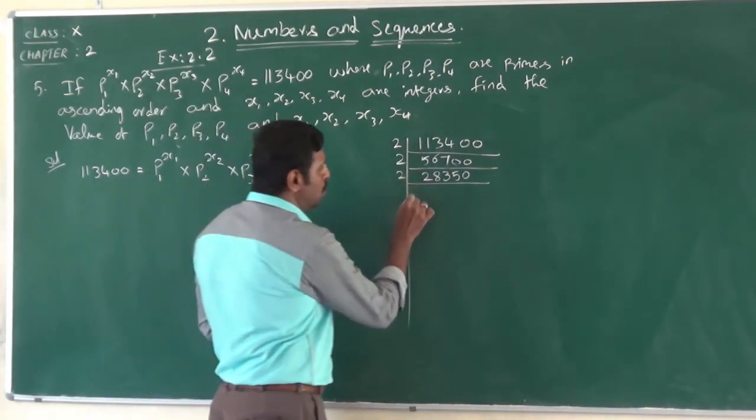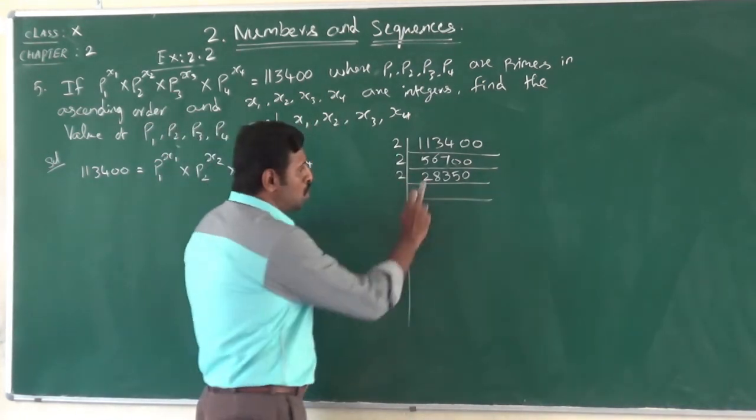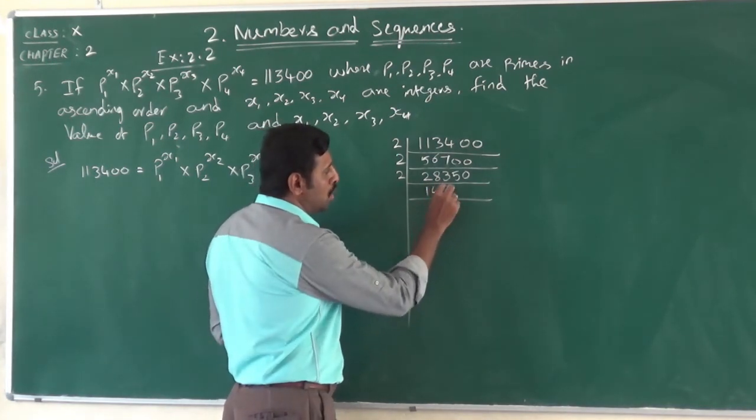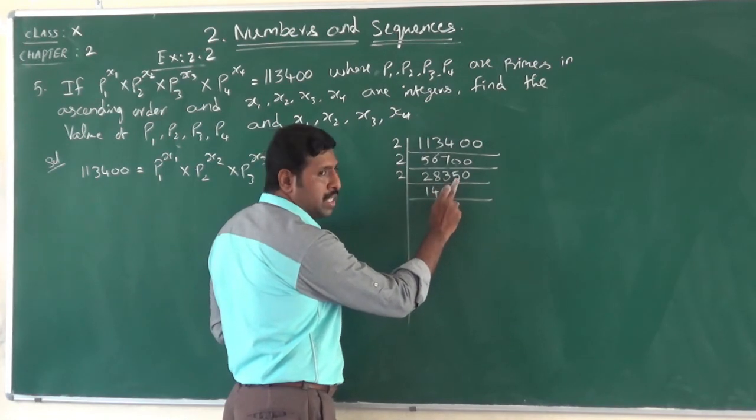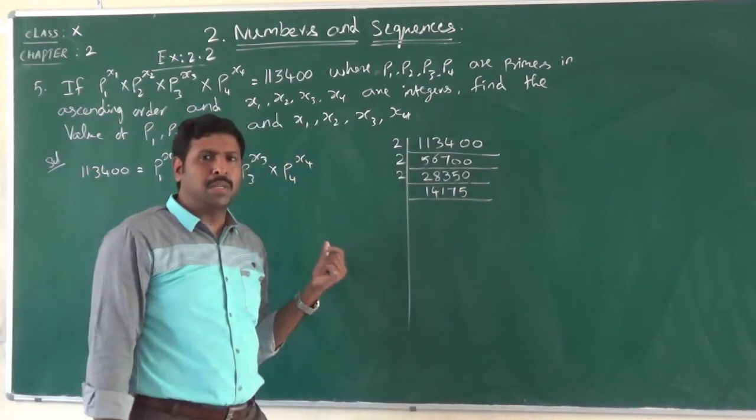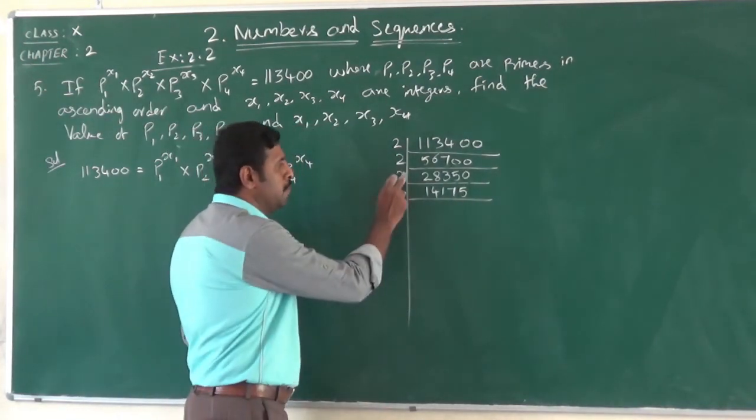Again divided by 2, 2 1s are 2, 2 4s are 8, remainder 1, here 15, 2 7s are 14, remainder 1, 10, 2 5s are 10. See, the last number is an odd number, here it is not possible to divide by 2.